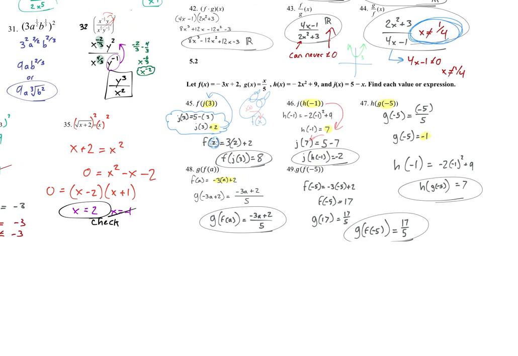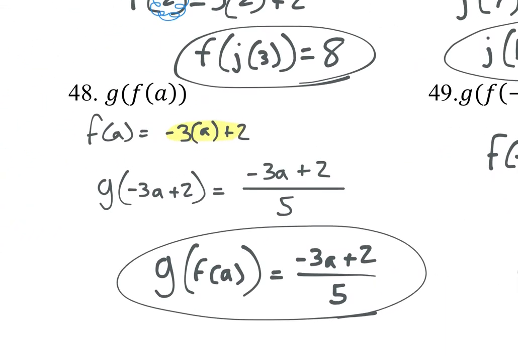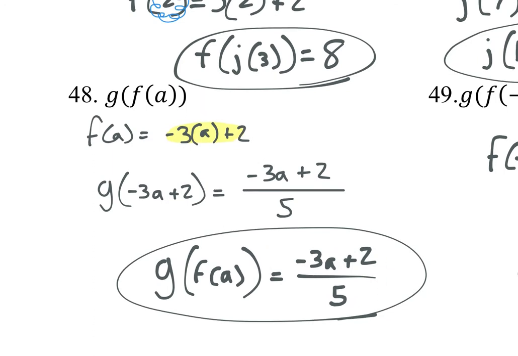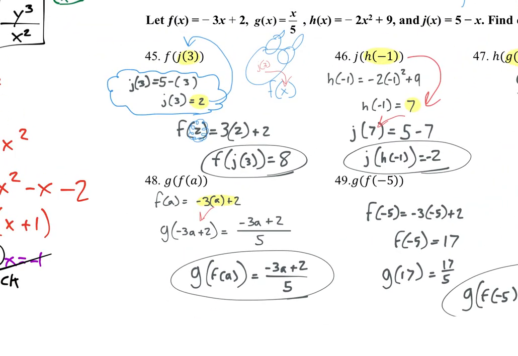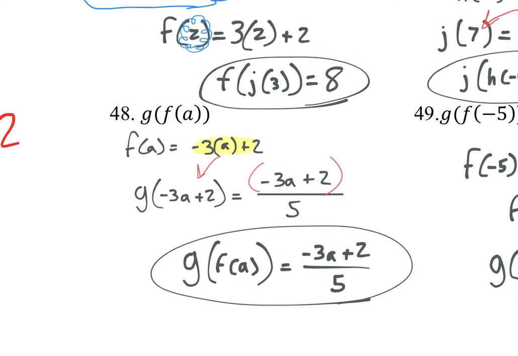For 48, we're not expecting a numerical answer because what we had to plug in to f was a. So I went into function f and replaced everywhere I had an x with an a. When I did that, it gave me -3a plus 2. So I plugged that into g, and then I went to g, and everywhere that I had an x, which you can see was just in the numerator of the fraction, I replaced it with -3a plus 2.